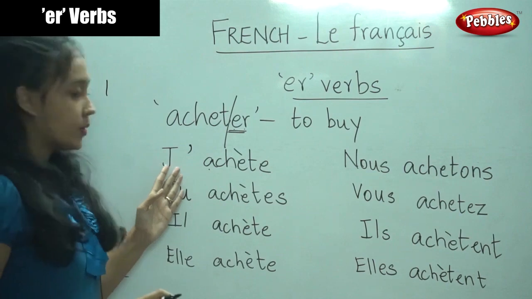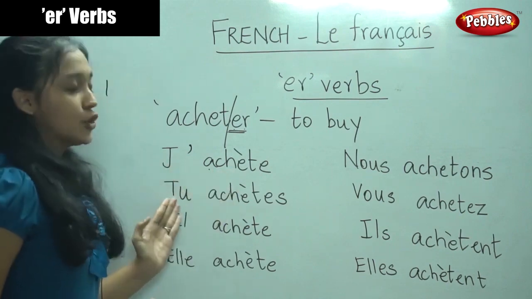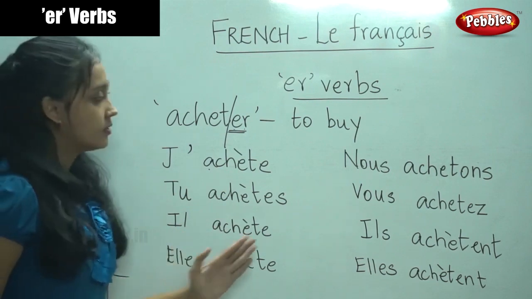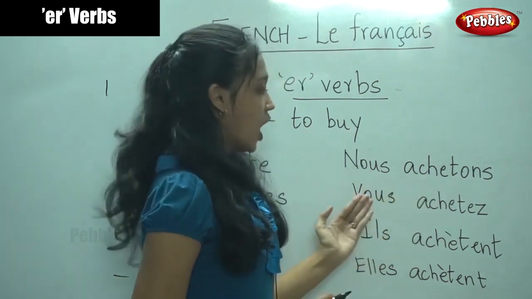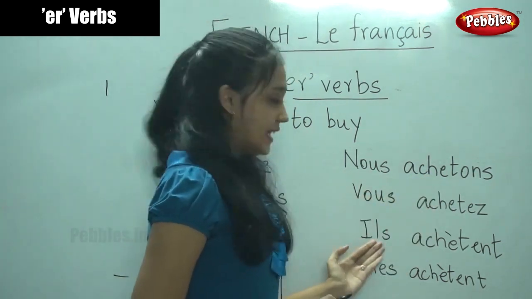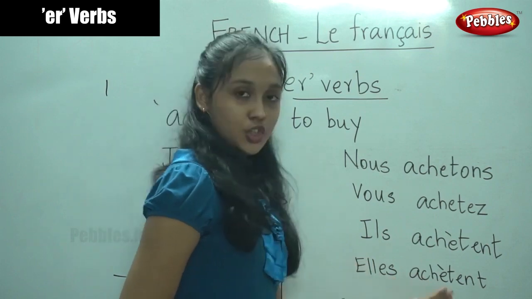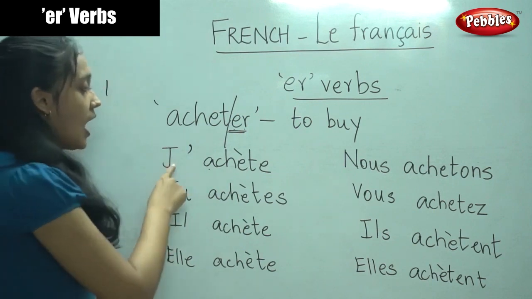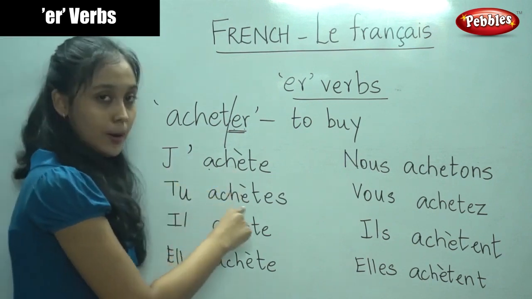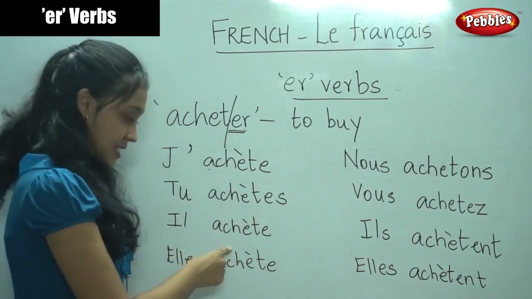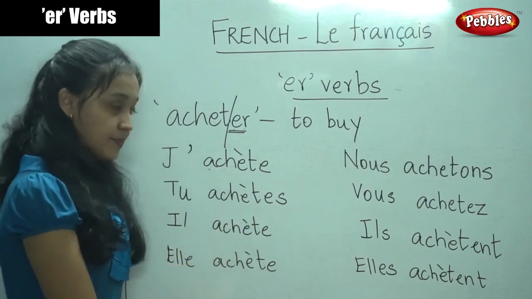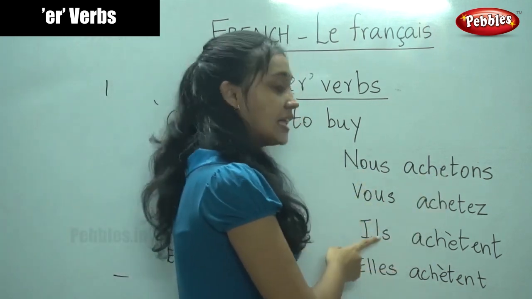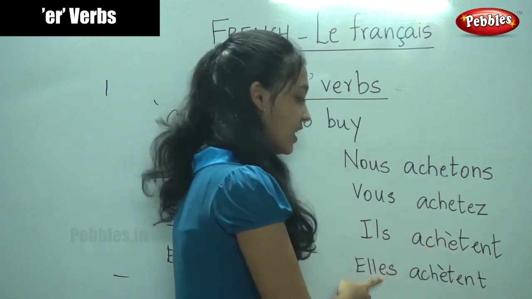So, can you say it along with me? J'achète, tu achètes, il achète, elle achète, nous achetons, vous achetez, ils achètent, elles achètent. So, if you translate this in English, what would it be? I buy, you buy, he buys, she buys, we buy, you buy, they buy, and they buy.